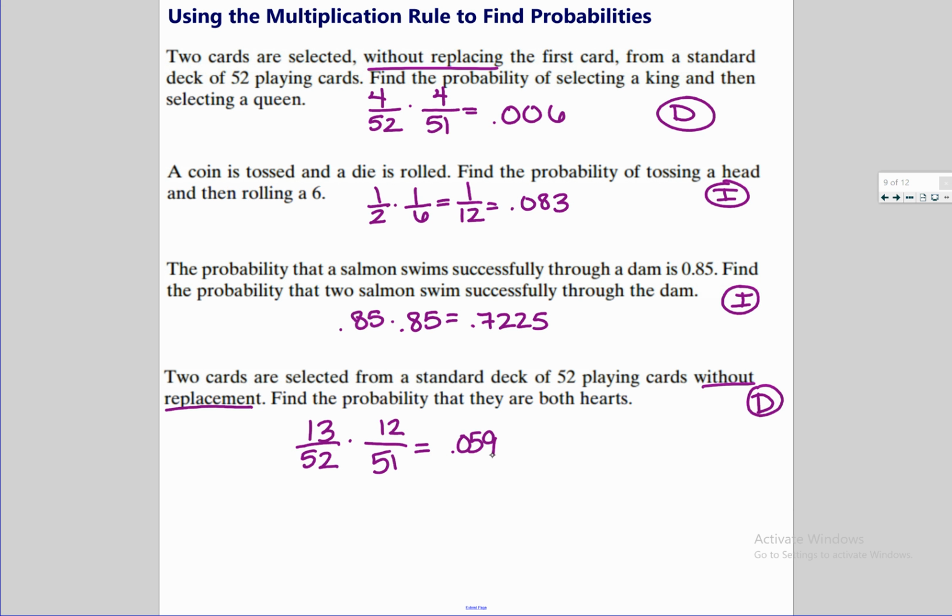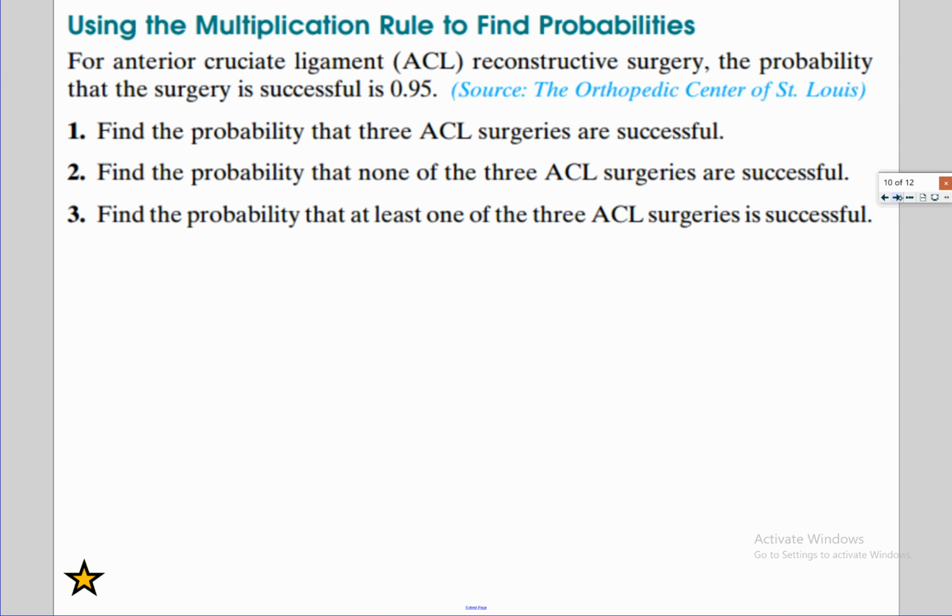Good? Questions? Okay. I'm going to give you a couple to try on the next page. Okay. All right, here it says an ACL reconstructive surgery. Did you get one of those, Kyle? You've had a few.